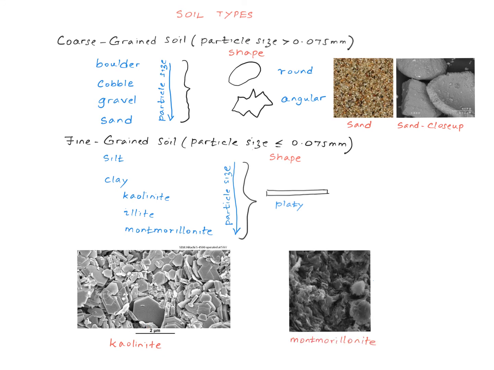Here's a scanning electron micrograph of a sample of montmorillonite. The particle size is a bit difficult to see from this picture. They curl up because they are so thin. So this is a grouping of soil in a broader sense on the basis of particle size.